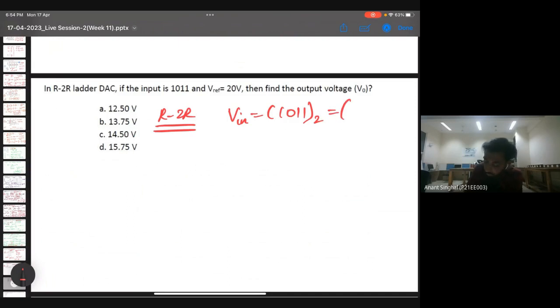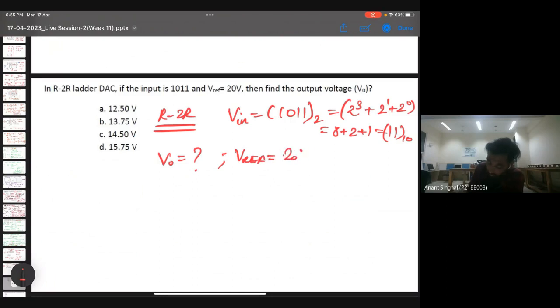So if we convert it, it will be 2 to the power 3 plus 2 to the power 1, then 0. So it will be 8 plus 2 plus 1, which will be 11 in decimal. So it says what will be the output voltage, if the V reference is given as 20 volts.